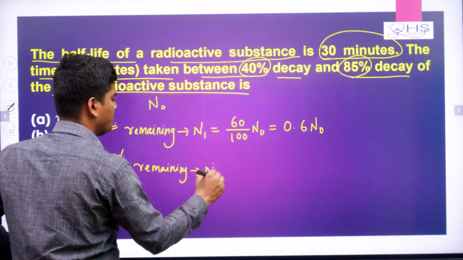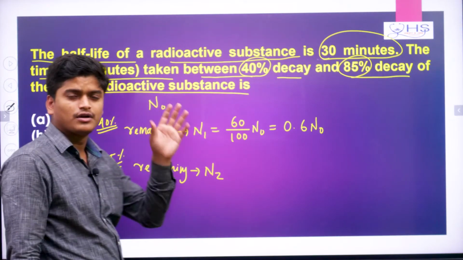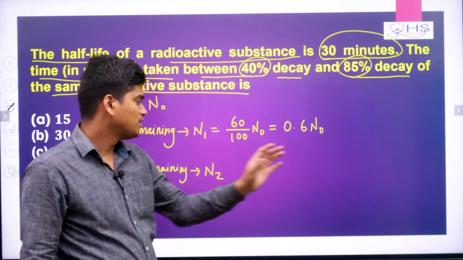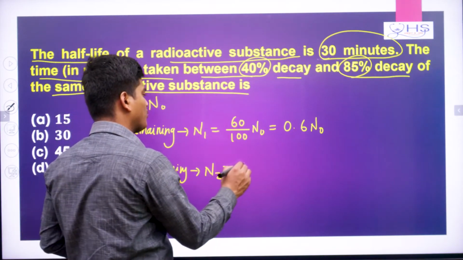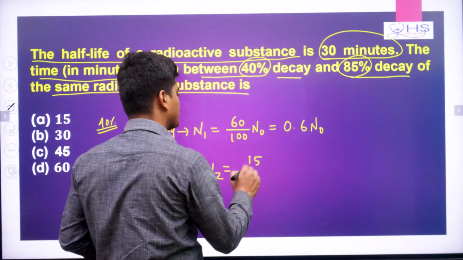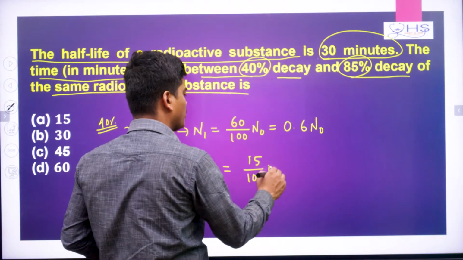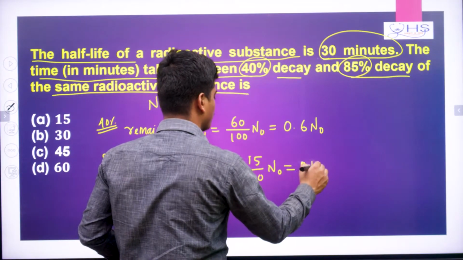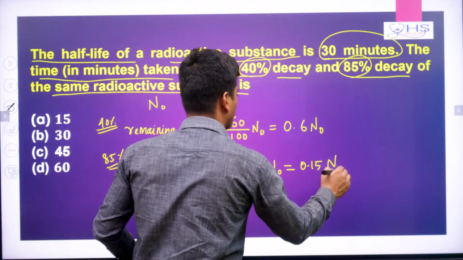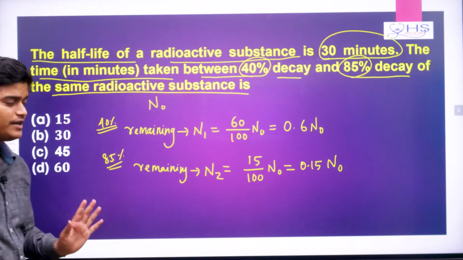Remaining will be, remember initially N naught, now 85% decayed, then what is the remaining? Remaining means undecayed. Undecayed will be nothing but how much? Now it will be 15%. 15% means 15 by 100 into N naught, which is 0.15 N naught. Okay. Understand clearly this word.